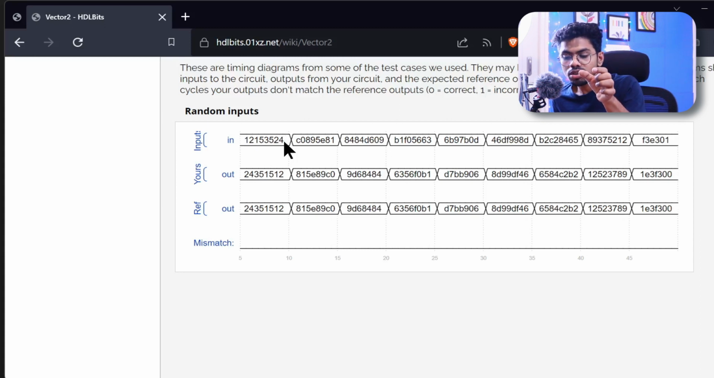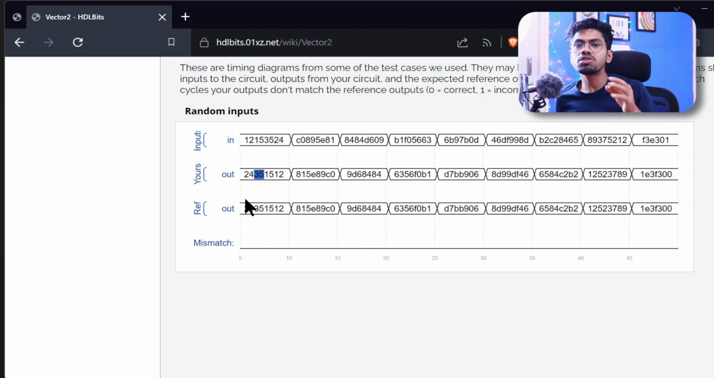So 8 bits will contain, here, the lowest significant 8 bits, or 1 byte, which is 24, right? 1 is of 4 bits, so 2 and 4 need 8 bits, right? So this 24 is going here, see here 24, then next 35 is coming here, 35. So we are doing the reversing. So likewise you can see your waveform.